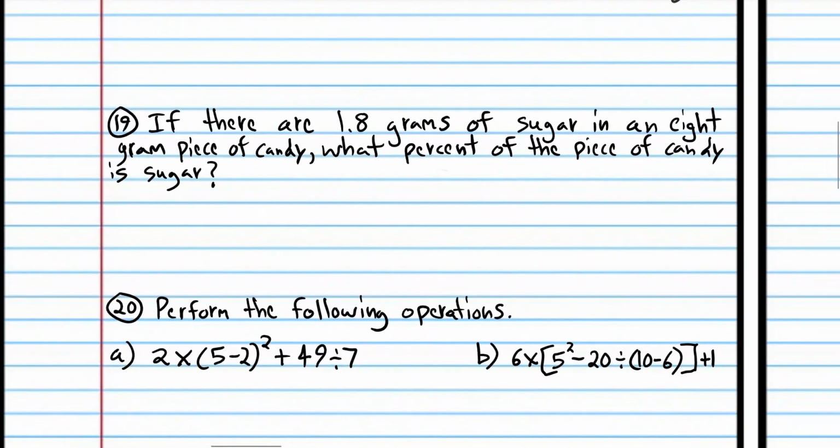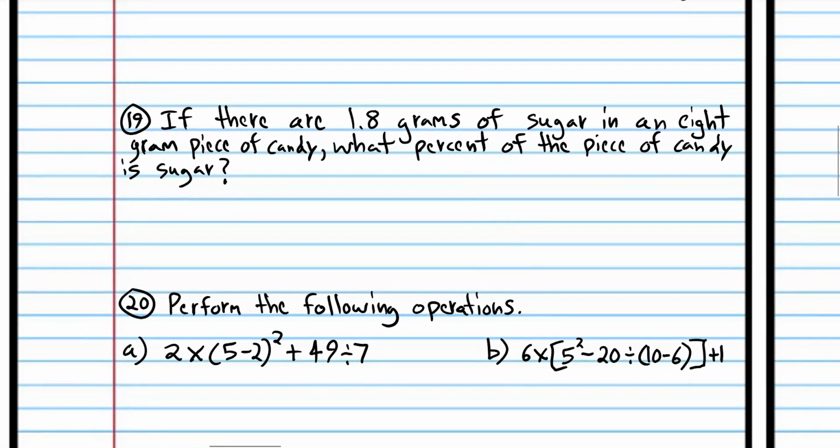So you have to know which numbers to plug in. Number 19, if there are 1.8 grams of sugar in an 8-gram piece of candy, what percent of the piece of candy is sugar? So again, we have the new number equals the first number times R. In this case, they're actually looking for percent. They're looking for R.